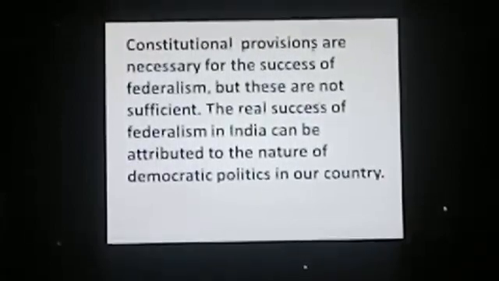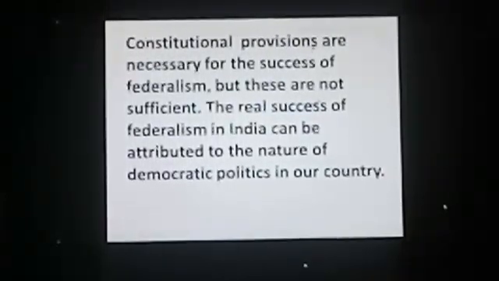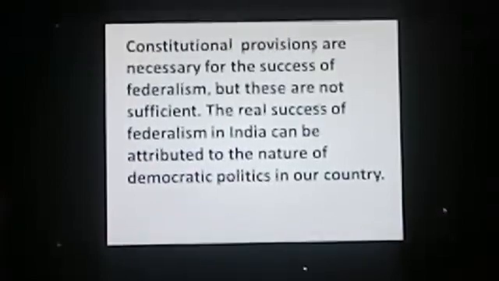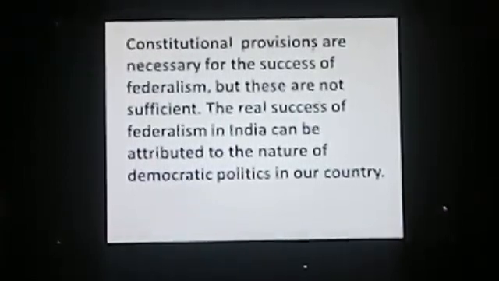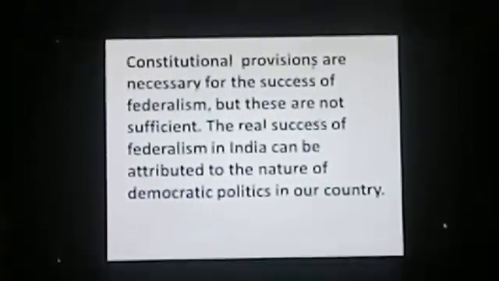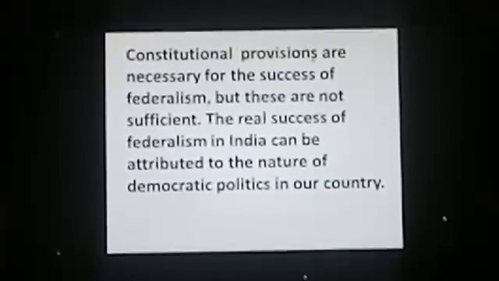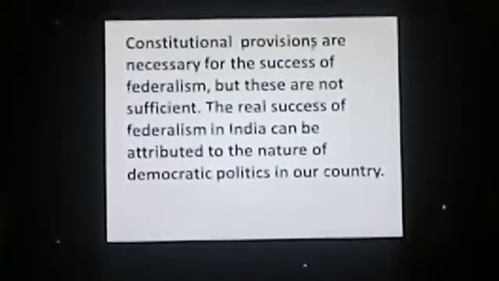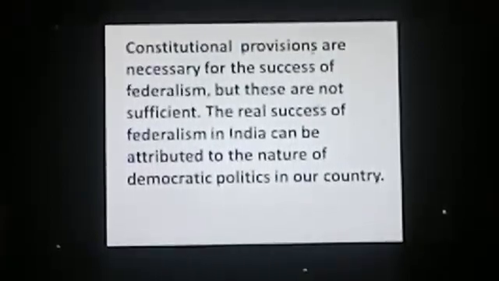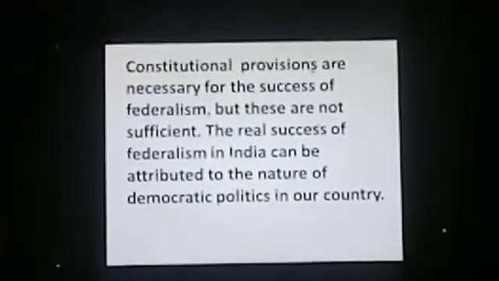Constitutional provisions are necessary for the success of federalism, but these are not sufficient. The real success of federalism in India can be attributed to the nature of democratic politics in our country. Now, what is democratic politics? What do you understand by democratic politics?